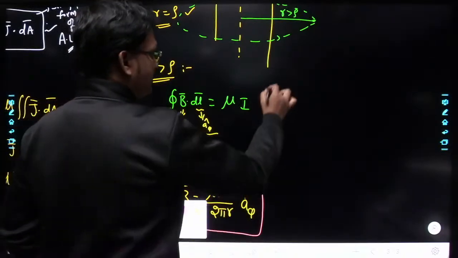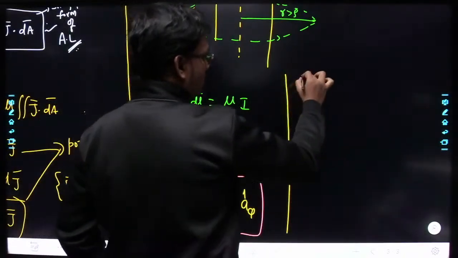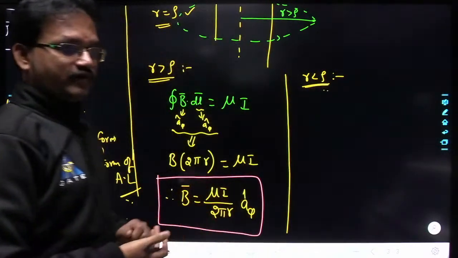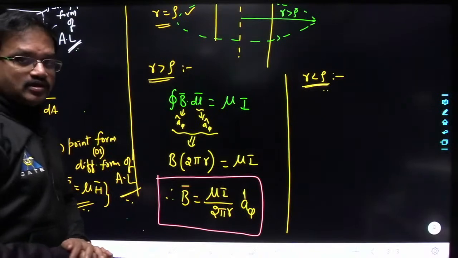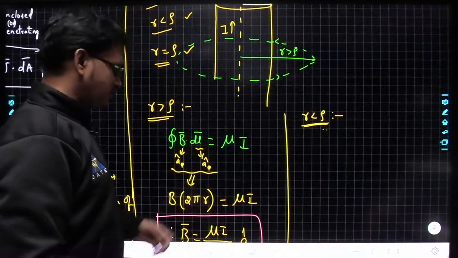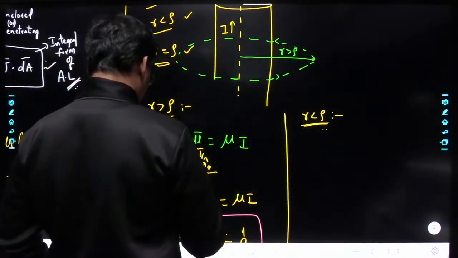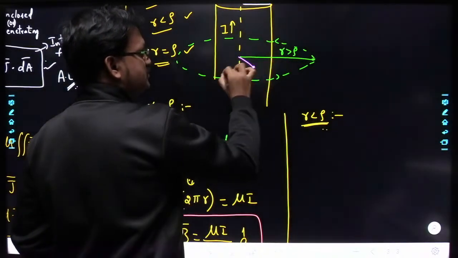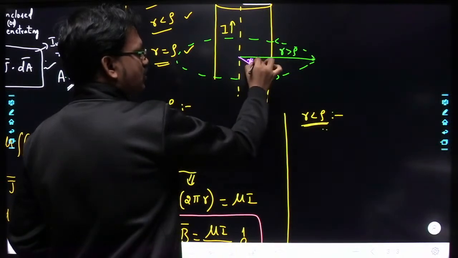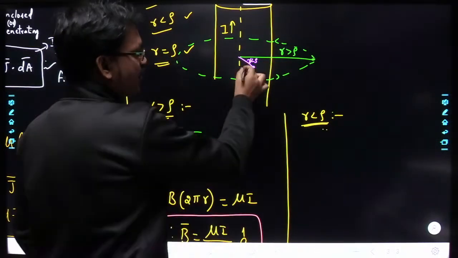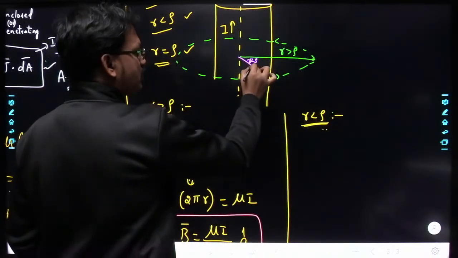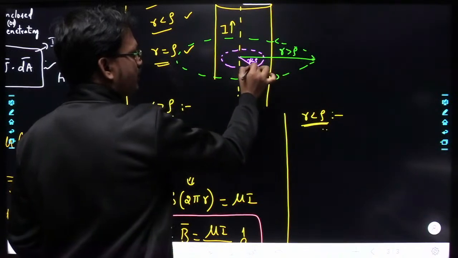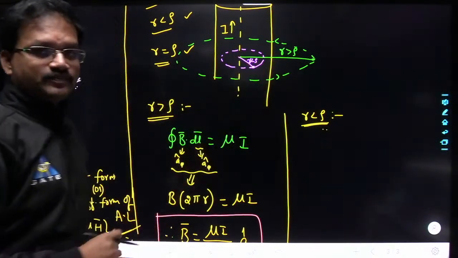Next, similarly, for R less than rho, that means inside the cylindrical wire, we have determined the B field. What is the B field expression we got here? We considered some point inside the cylindrical wire, let us say this point, so R is less than rho. At this point, to determine the B field, we formed a circular loop and then applied simply Ampere's law.